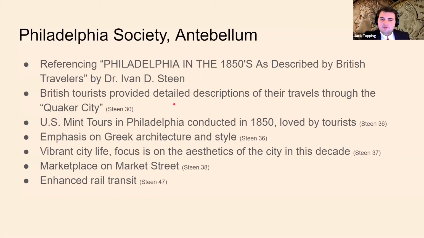But for the rest of general society in Philadelphia, Dr. Steen goes to great lengths to describe the detailed reviews of British tourists that describe the city in great detail, so much so that it paints a full picture of what the city looked like in that era. So let's go to page 38 of what Dr. Steen said.